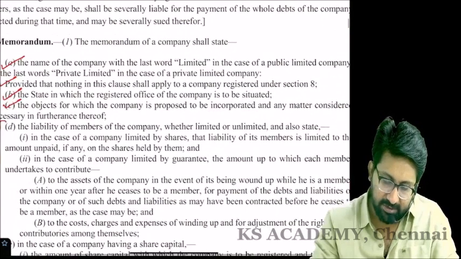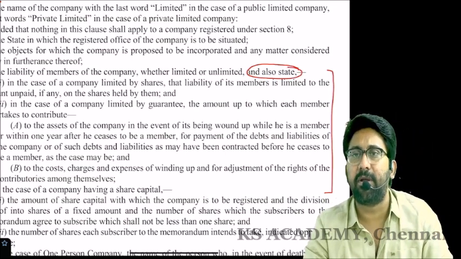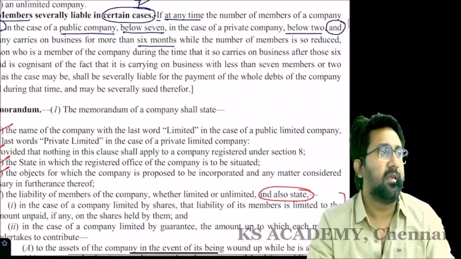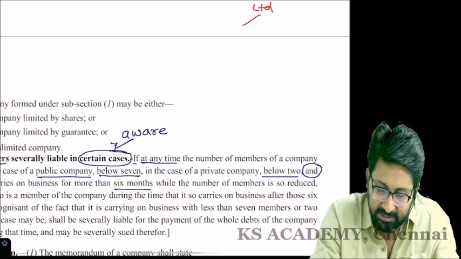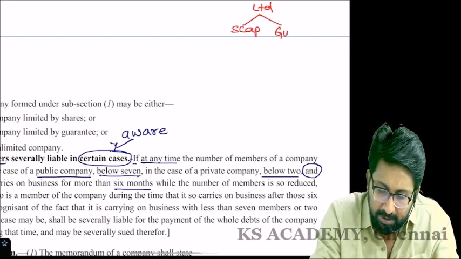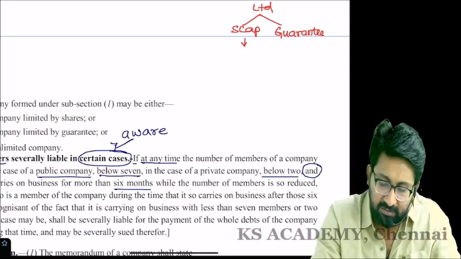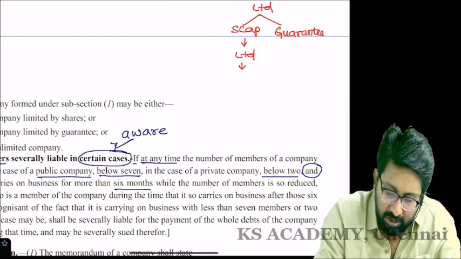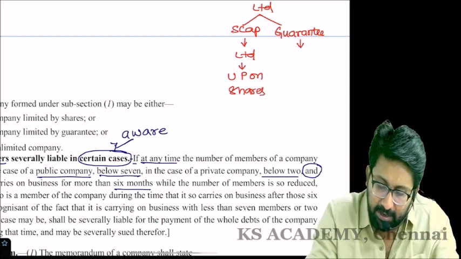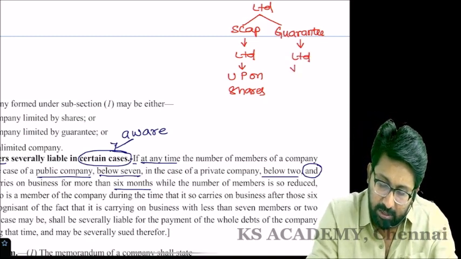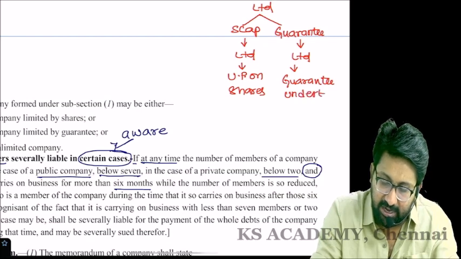Not only that, he used the words "and also state". Not just saying limited or unlimited, you should also state that if the company we are talking about is a limited liability company, you should tell which kind of limited liability it is: limited by share capital or limited by guarantee. If it is limited by share capital, further you have to specify that your liability will be limited to the extent of the unpaid amount on shares held. Clear, everyone? Guarantee company, it should tell that your liability is limited to the amount of guarantee undertaken. Undertaken means promised.